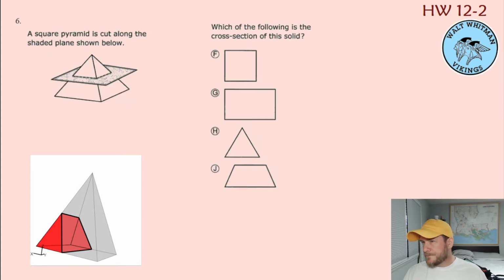Alright, what about 6? 6 says that a square pyramid is cut along the shaded plane shown below. Which of the following is the cross-section of the solid? Well, if this is a square pyramid, and this cross-section definitely looks parallel to me, then you should be expecting a cross-section that is a square. So this is F. It's not G. We're not going to get a rectangle because we're going to get a shape that is similar to our base. So it's going to be a square. Triangle, I mean, no, don't be silly. Trapezoid, definitely not. It's got to be a square.